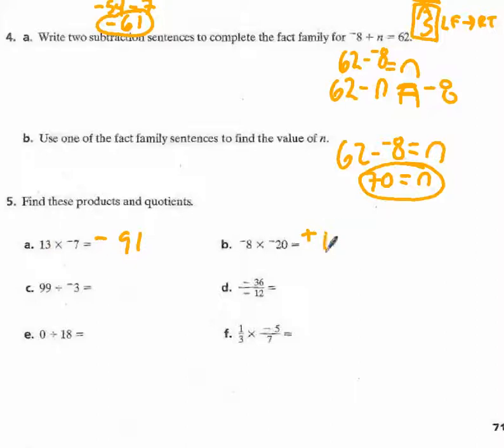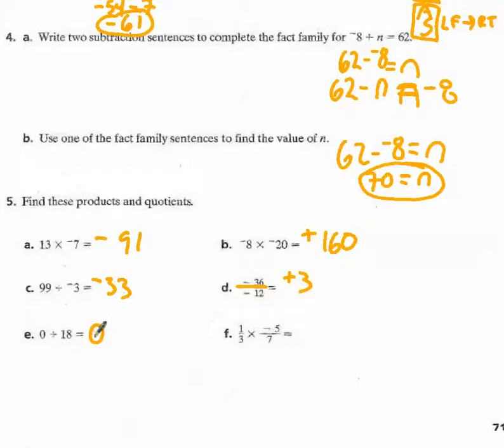8 times 2 is 16 with the 0 at the end. The signs are different, so it's going to be negative, and that goes in 33 times. The fraction bar just means division. Since the signs are the same, it'll be a positive, and 12 goes into 36 3 times. 0 divided by anything is just 0.